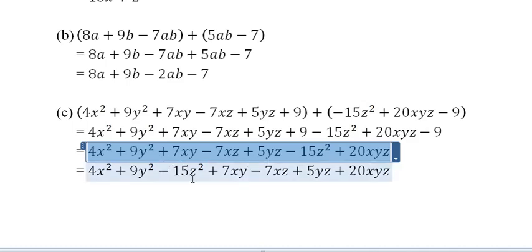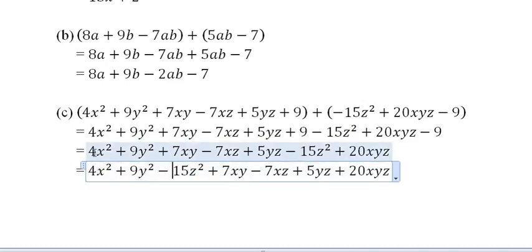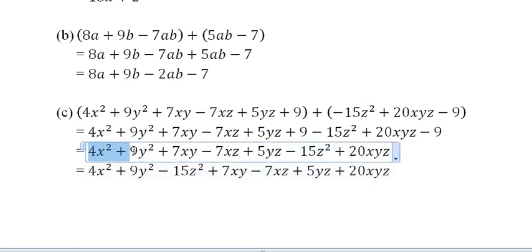Okay, so it will be 4x square plus 9y square plus 7xy minus 7xz plus 5yz. And you can see out here, this plus 9 and minus 9 will cancel. Okay, they will get cancelled. And you can write directly minus 15z square plus 20xyz.